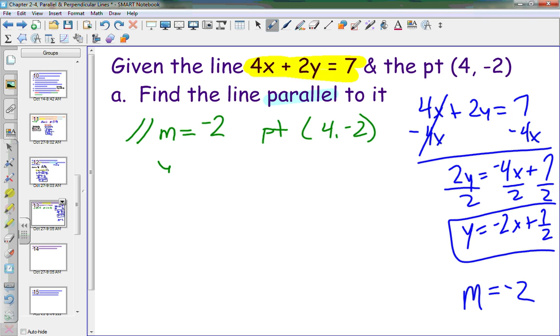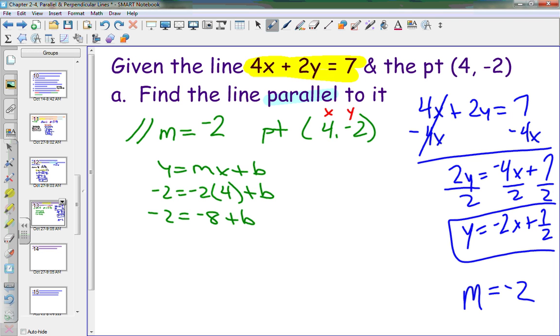Okay, so if I'm using y equals mx plus b, notice how I'm presenting both methods for anybody who doesn't like the other one. I label my point x and y. Y is negative 2, m is negative 2, x is 4 plus b. Negative 2 is equal to negative 8 plus b. Now what? Add the 8, and I have 6 is equal to b.